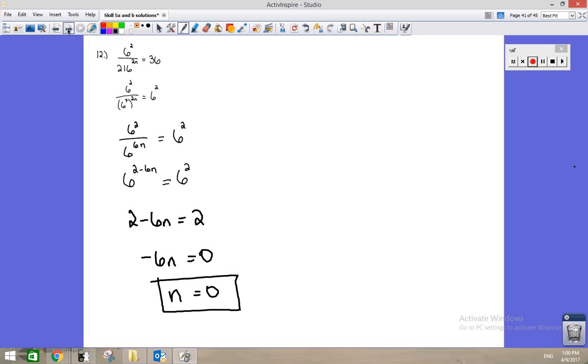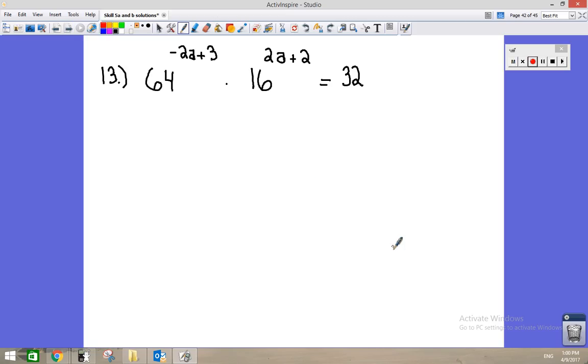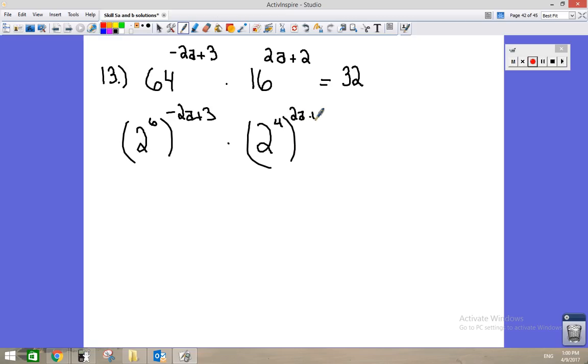Alright, so let's do the next one. The 64 and 16 could be rewritten with a base of 4, but 32 can't. So we're going to have to rewrite all these with the base of 2. Alright, so 2 raised to the 6th power is 64, times 2 to the 4th power is 16, and 2 to the 5th power is 32.